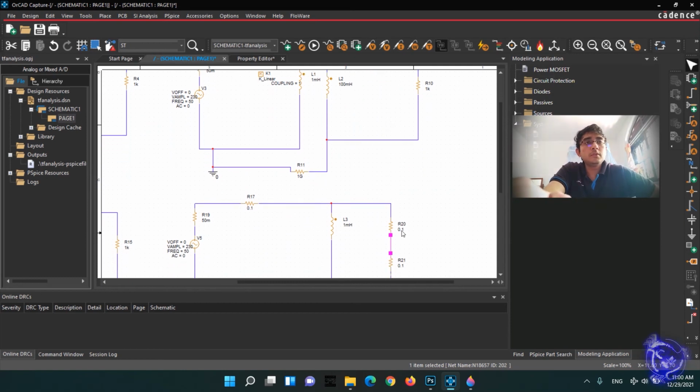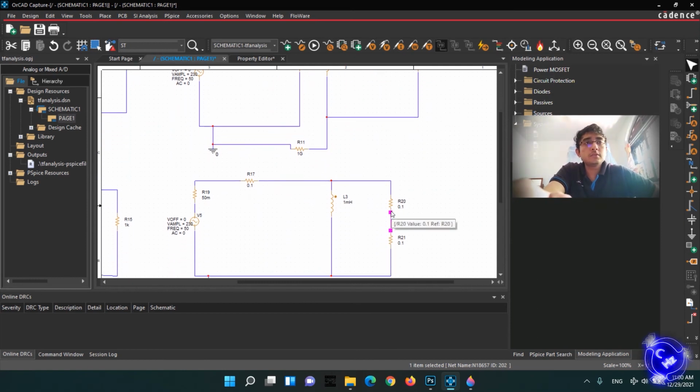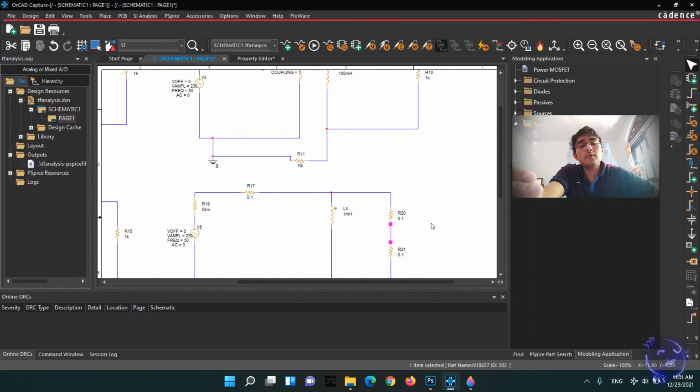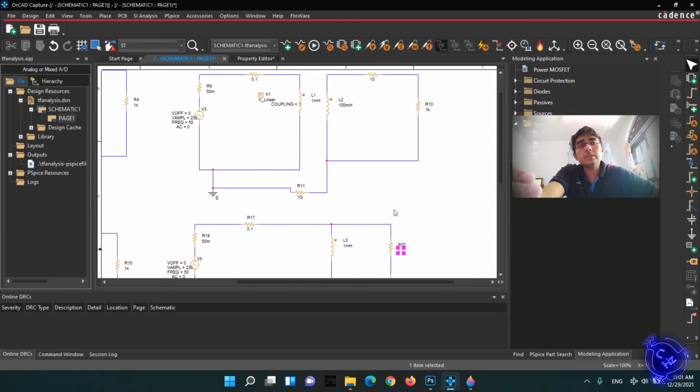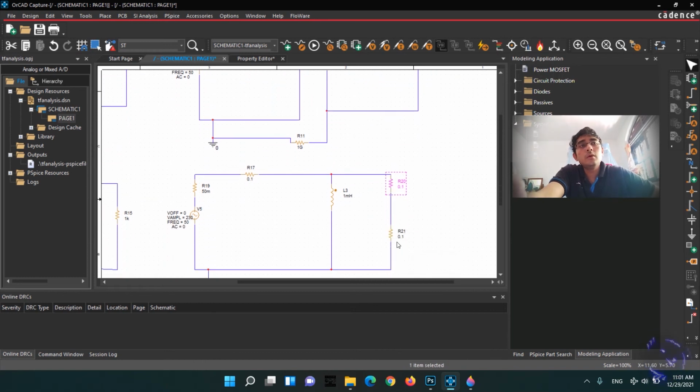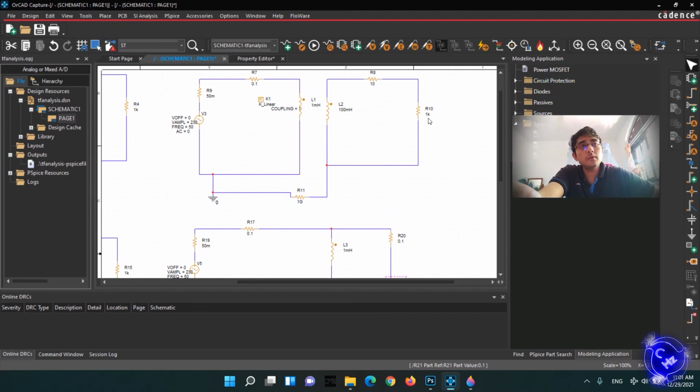Right, so the value of this one is 10 ohms, and the turns ratio is 10. When I want to refer this 10 to my primary side, I have to divide that 10 by the square of the turns ratio. 10 divided by 10 squared, that means 10 divided by 100, which is 0.1. Yes, this is 0.1 ohms.